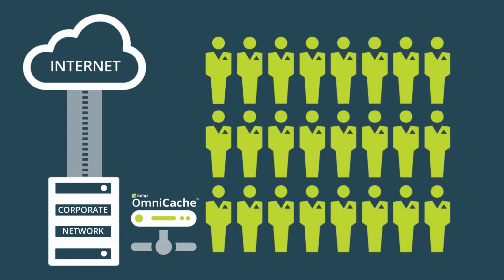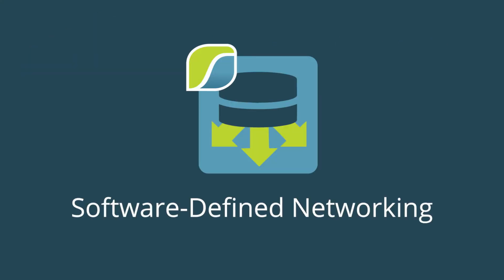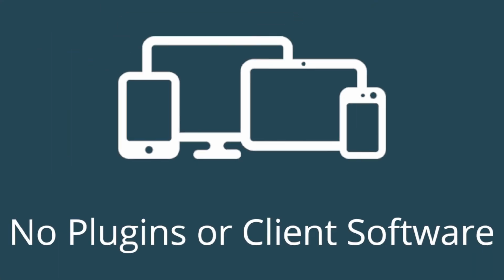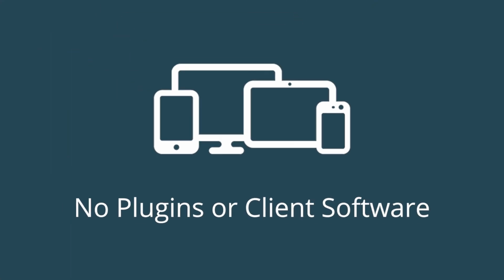Omnicache is a software solution deployed entirely behind the firewall, most of the time on existing servers. Unlike other popular video delivery solutions, it doesn't require any plugins or client software to be installed on viewing devices. With just a simple DNS redirection, you immediately begin to benefit from Omnicache.